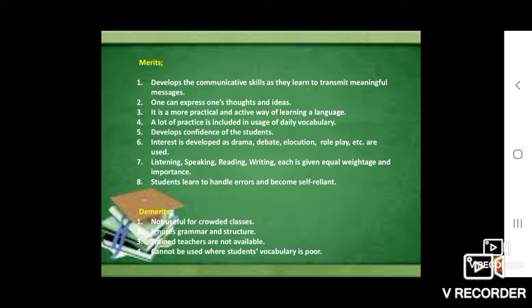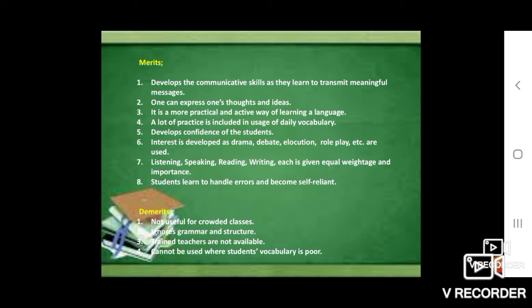So by using such a communicative approach, students will come across different types of vocabulary which is used in day-to-day life, in real time. Because of using this communicative approach, students can develop their confidence.